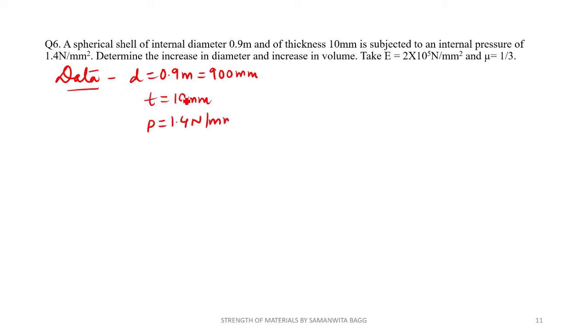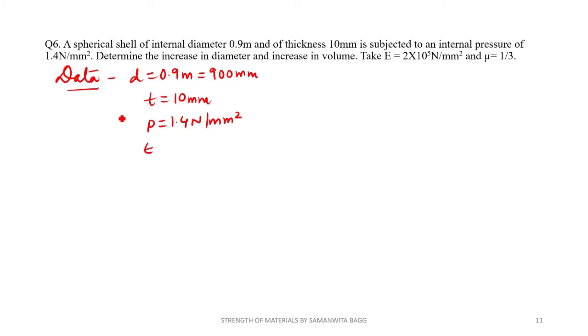In this session, we will be discussing numericals on spherical shell. A spherical shell of internal diameter 0.9 meter, so the value of D is given as 0.9 meter, that is 900 mm, and of thickness T, that is 10 mm, is subjected to an internal pressure of 1.4 Newton per mm square. Determine the increase in diameter and increase in volume.